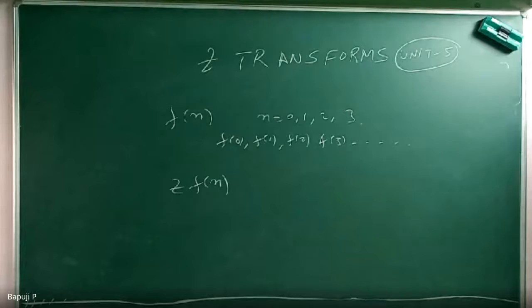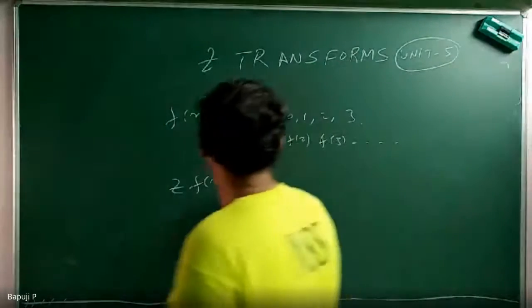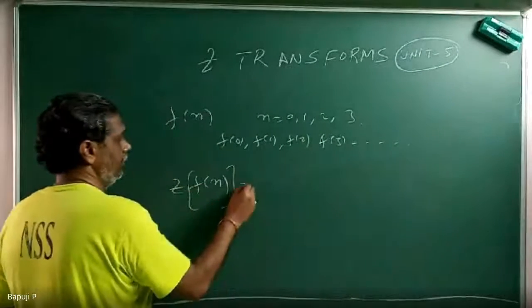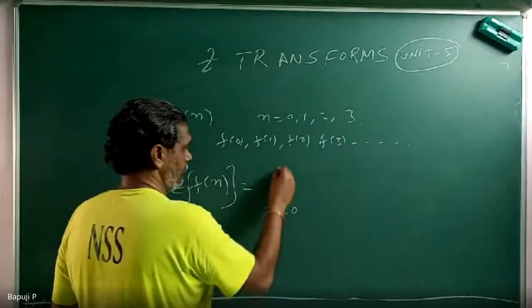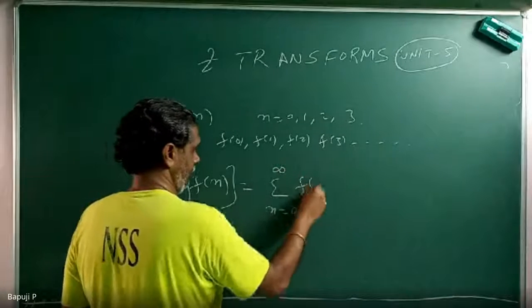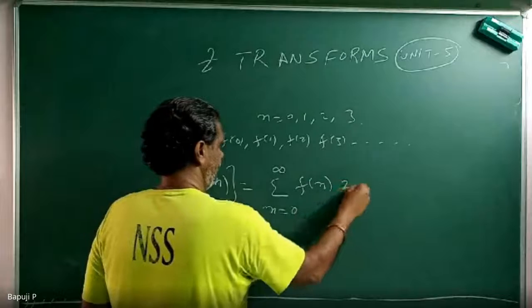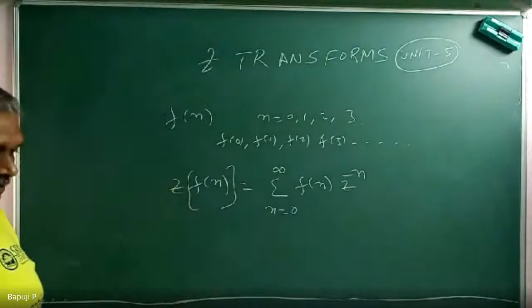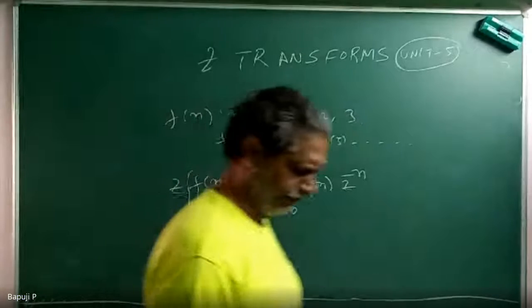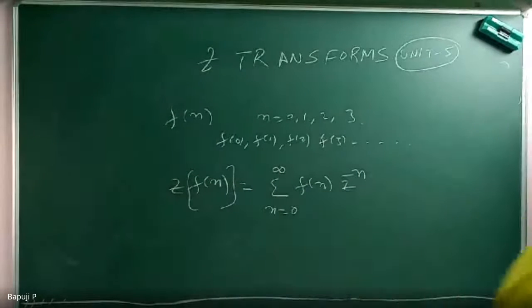Z of f of n is equal to how they define it: the sum from n equals 0 to infinity of f of n times z to the power of minus n, the Z transform of f of n. Whatever f of n may be, 1 or a to the power n or sin of n pi by 2, or e to the power of n pi by 2, we can do. So just note down Z of f of n. This is the one-sided extension.